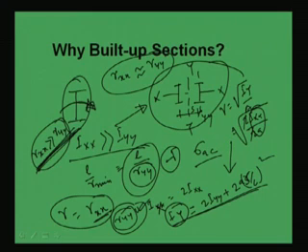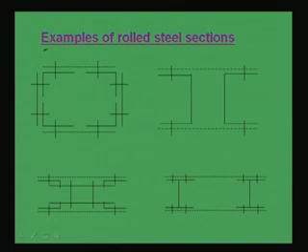So a built up section is not only increasing the cross section area, but also increasing the allowable compressive stress of the member by increasing the radius of gyration of the section, or by reducing the slenderness ratio of the section. Because if we can decrease the slenderness ratio, then the permissible stress in compression can be increased.